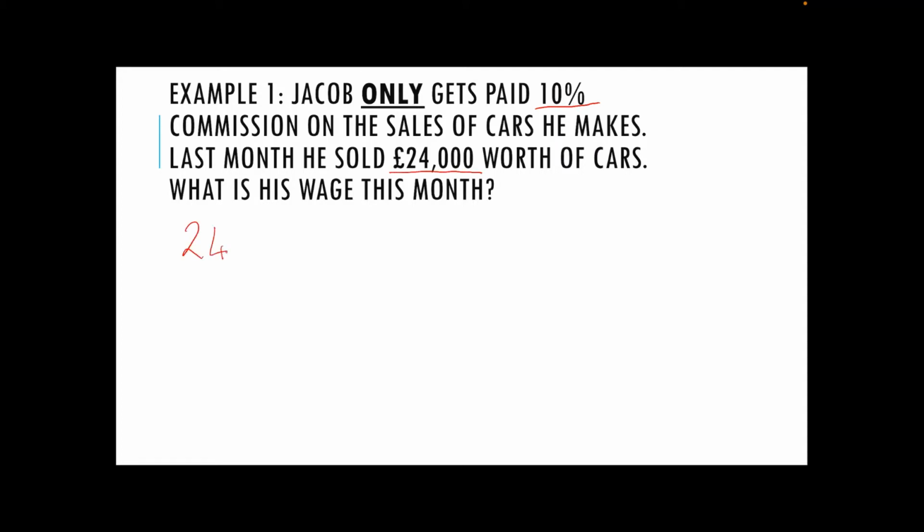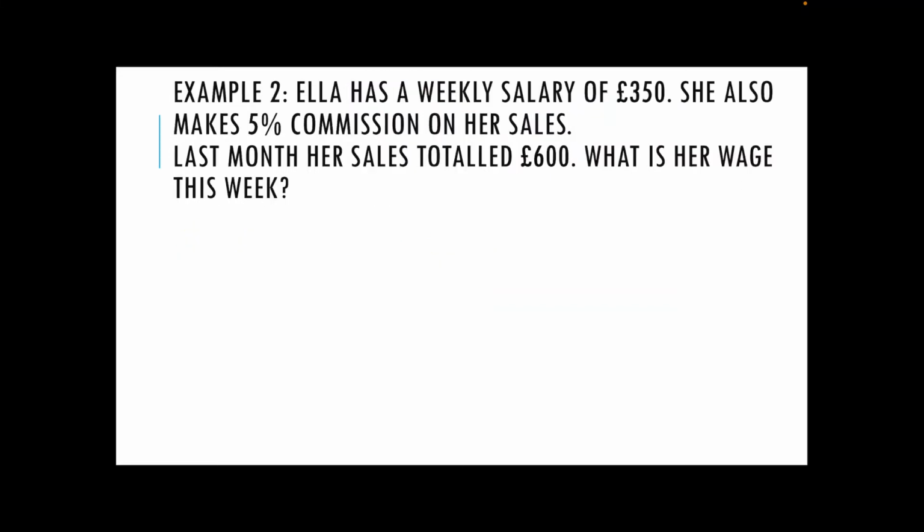So we should know that 10% is the same as dividing by 10 because it's 1/10. So we're just chopping a zero off. So his wage for the month would be £2,400. So because he's only being paid in the commission, that means that we are only doing the £2,400. There's nothing else left to calculate for this example here.